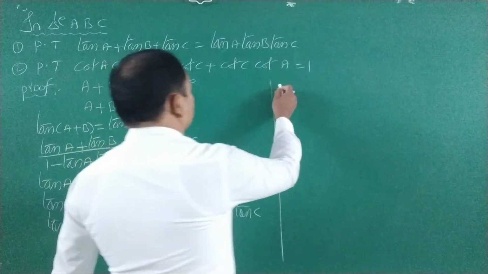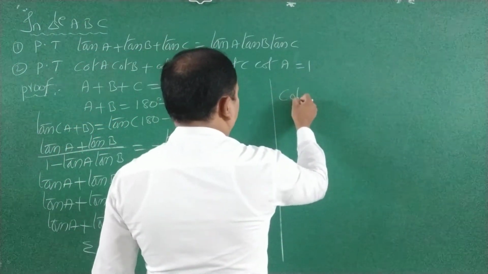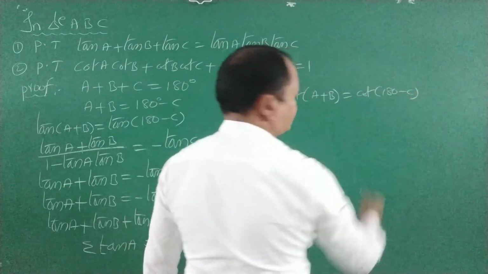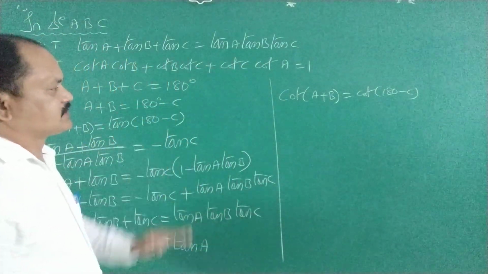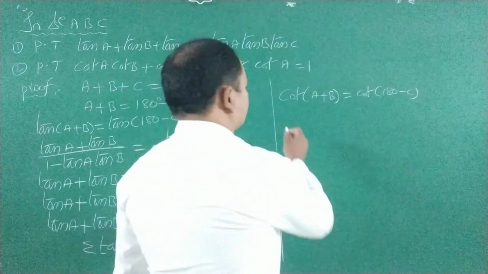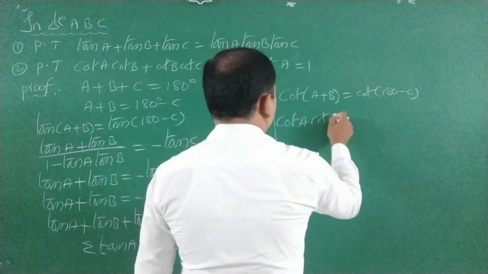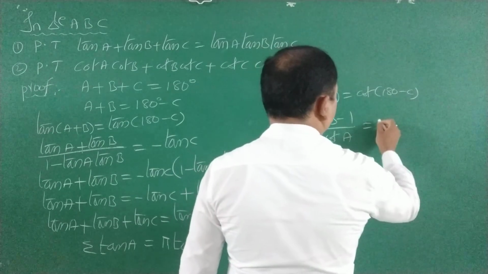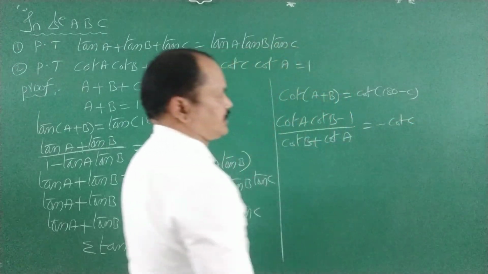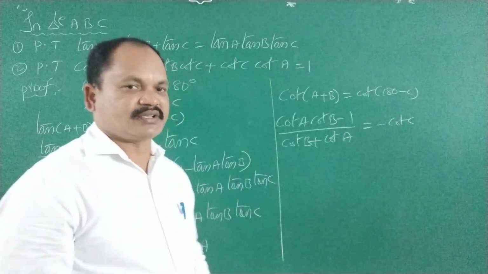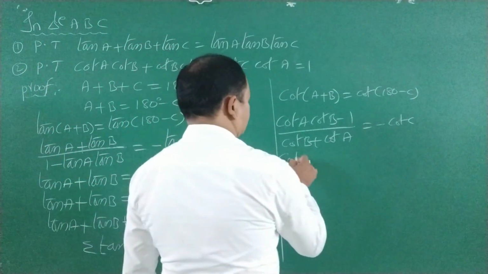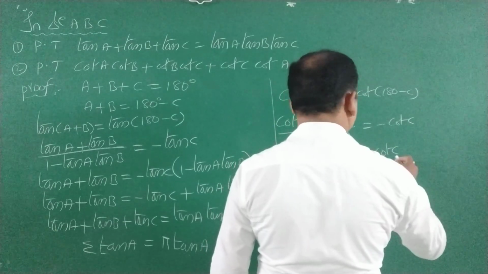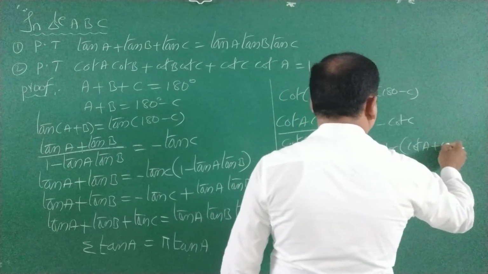Same here also. We have to take cot on both sides. Apply cot on both sides. Now cot of A plus B is equal to cot of 180 minus C. Now, formula for cot A plus B, that is, cot A cot B minus 1 by cot B plus cot A. It is minus cot C, since cot of 180 minus C is nothing but minus cot C. Again, apply cross multiplication. Then it is cot A cot B minus 1 is equal to minus cot C into cot A plus cot B.